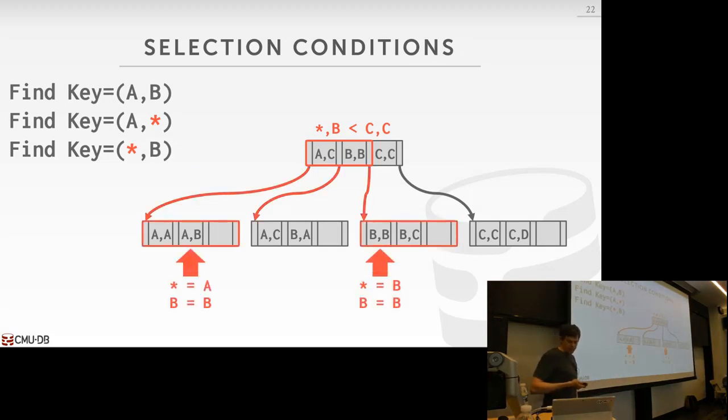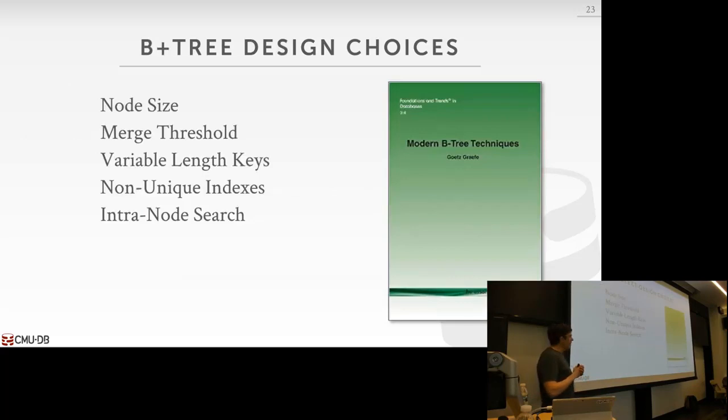Okay, so let's get to the good stuff. We know what a B plus tree is now. Let's talk about how you actually want to build it and make this thing useful. There's this great book, which I think is free, at least if you Google it, it shows up free. I don't know whether that's true or not.